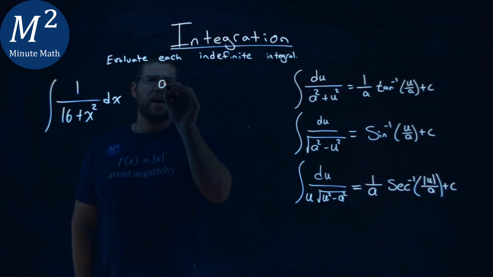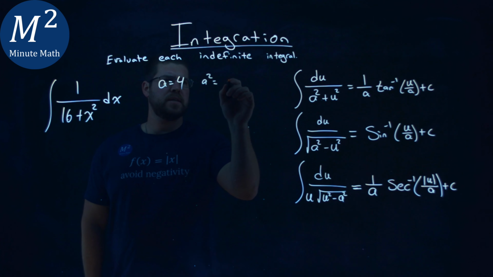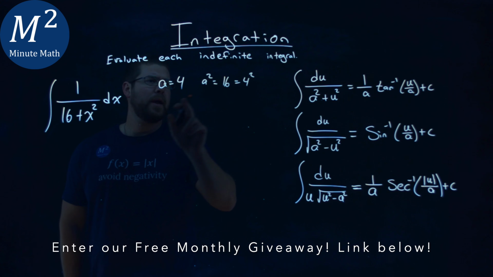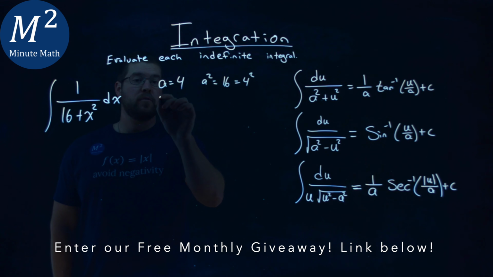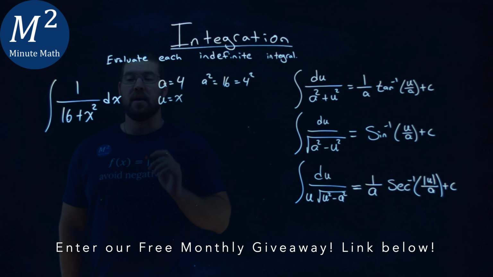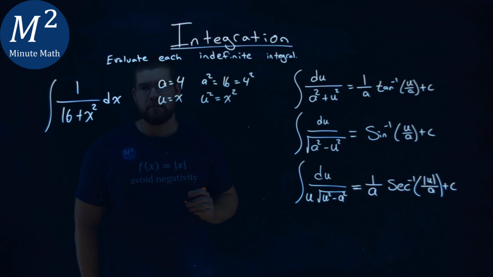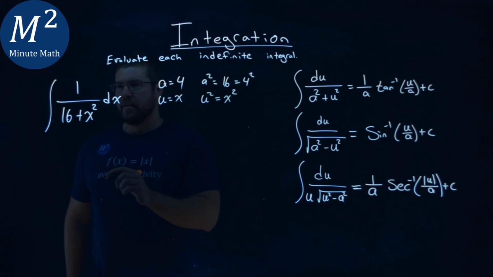So let's go find our a value and a u value. Well, if a is equal to 4, what's a squared? Well, that's 16, right? Which is 4 squared, correct? And that's what we have right there going on. So it's perfect for us. What about a u value? So if u is equal to just the x here, it lines up. u squared is equal to x squared. So now let's go rewrite it with our a and u value in there.